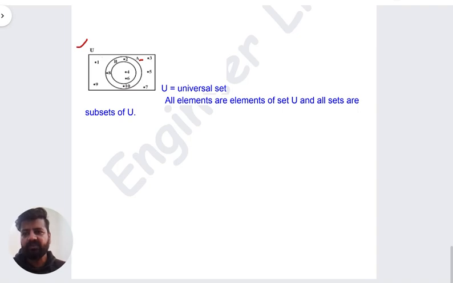Here you can see the universal set. The universal set is always represented by a rectangle. You can see all the elements are the elements of the universal set, and all the sets, set A and set B, are subsets of the universal set. So the universal set contains all the sets as subsets and all the elements. As I write down here, all elements are elements of set U, and all sets are subsets of U.